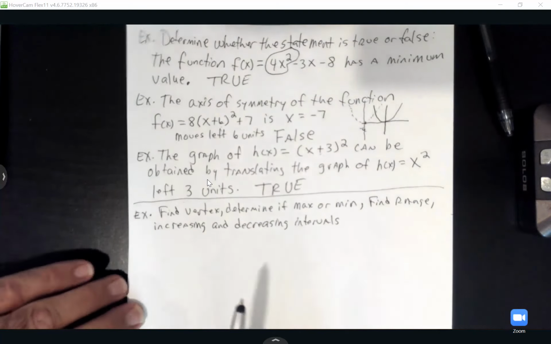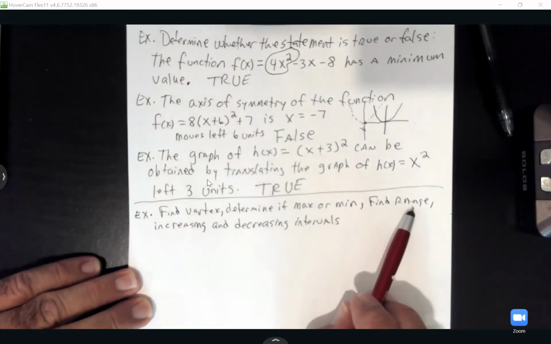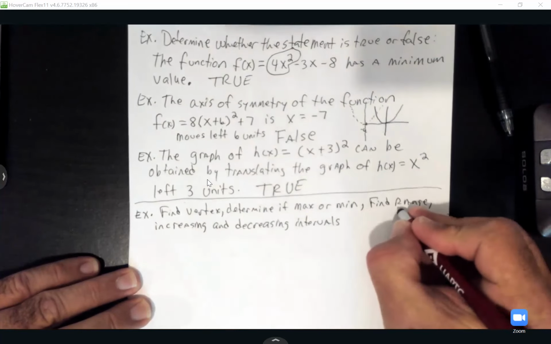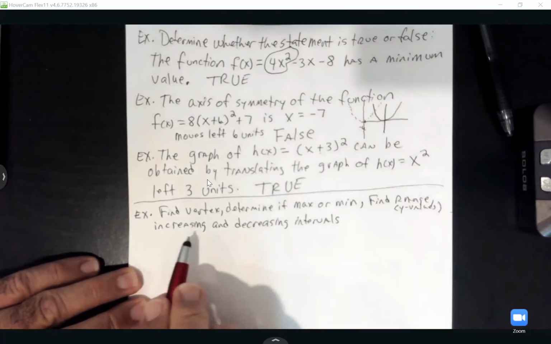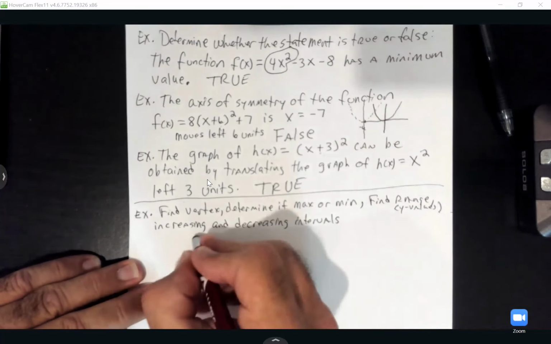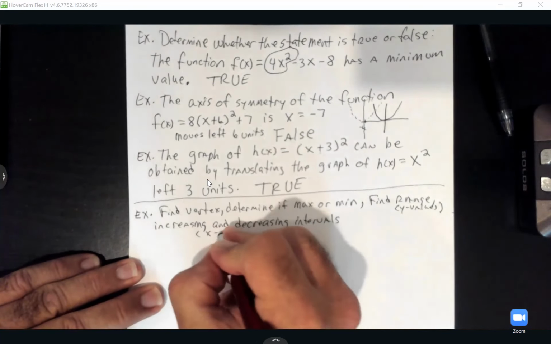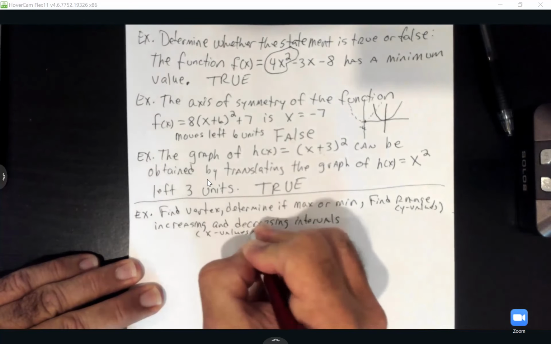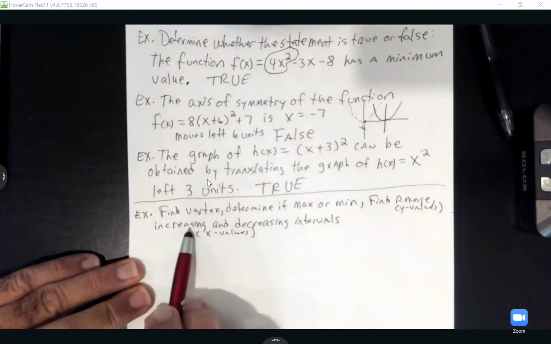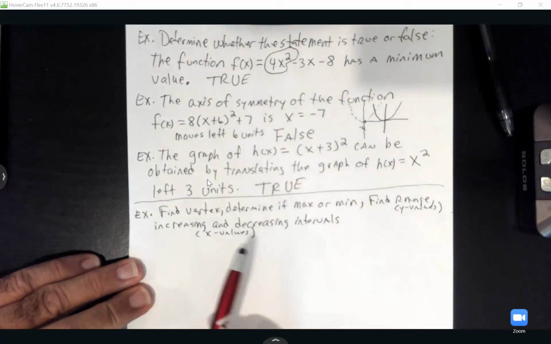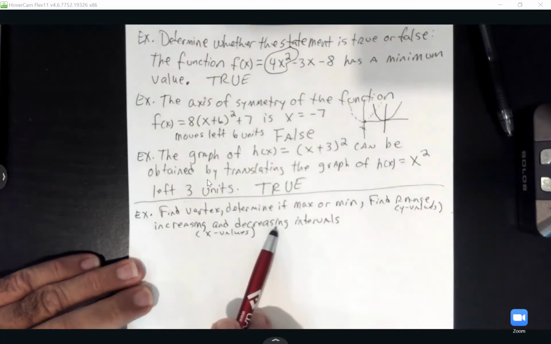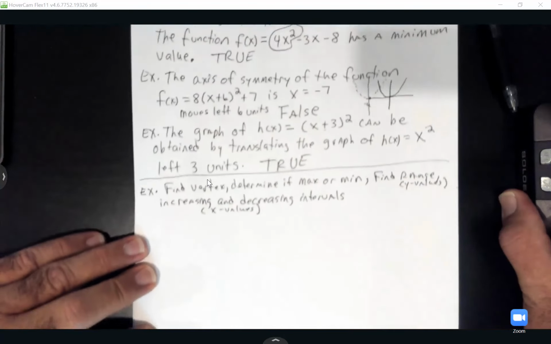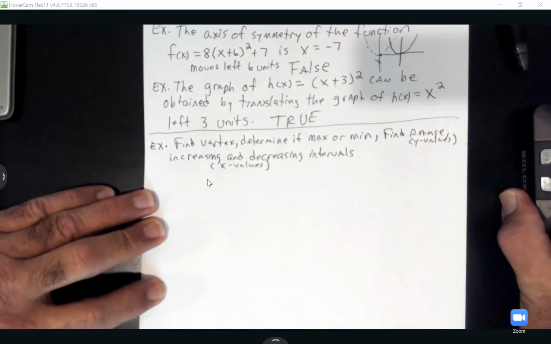So let me tell you what's happening. When we look at the range, we're looking at the Y values. When we look at increasing and decreasing intervals, we're looking at X values. Like what X values is the graph going uphill, left to right? What X values is the graph going downhill, left to right? So that's what we're going to mean by those.